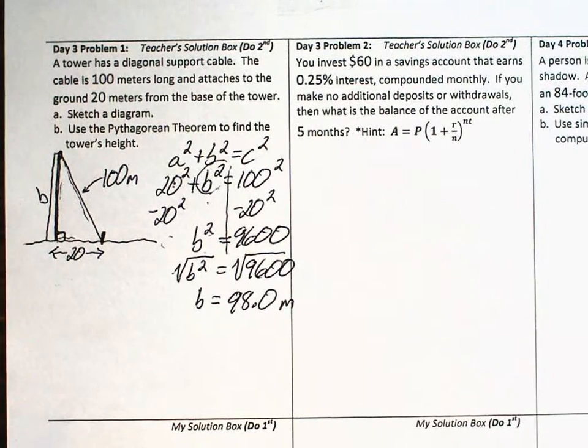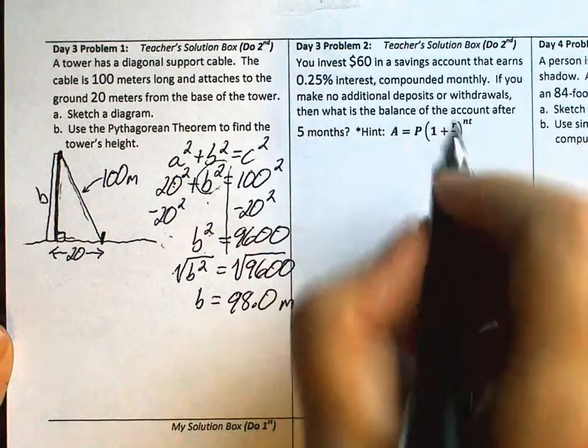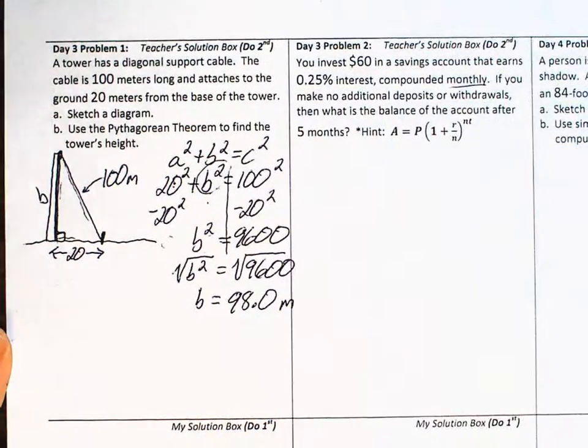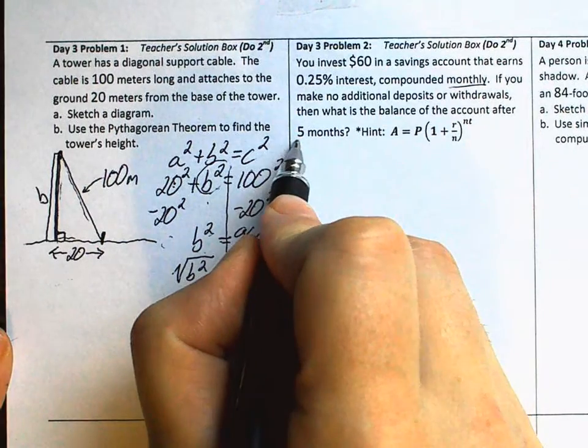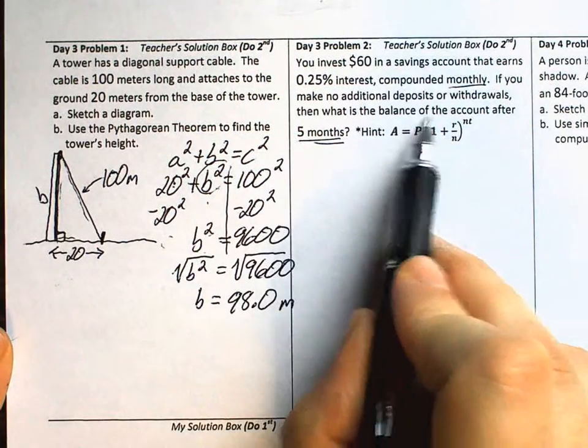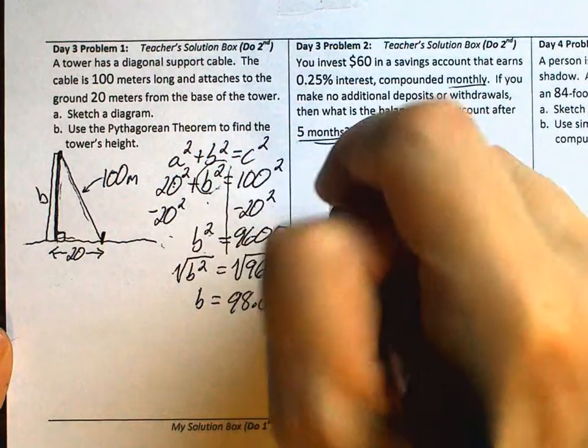Now day 3, problem 2. You invest $60 in a savings account that earns 0.25% interest, compounded monthly. If you make no additional deposits or withdrawals, what will be the balance after 5 months? Hint, use the compound interest formula.